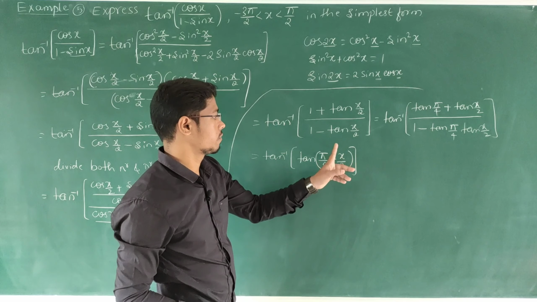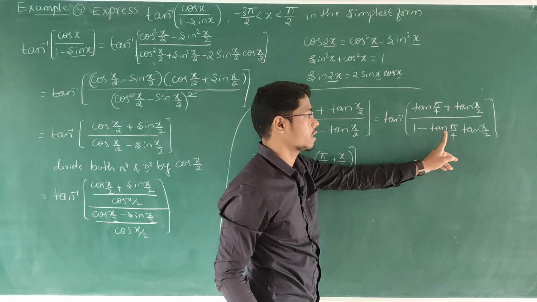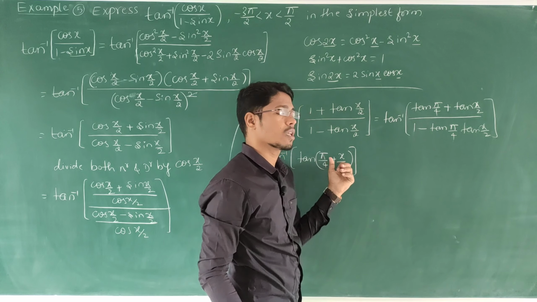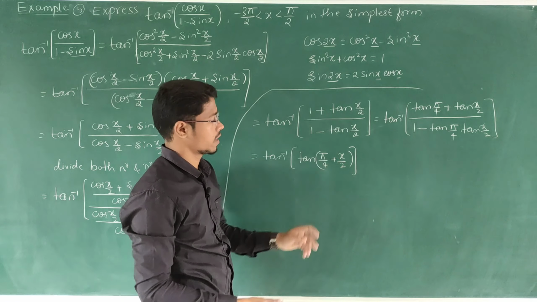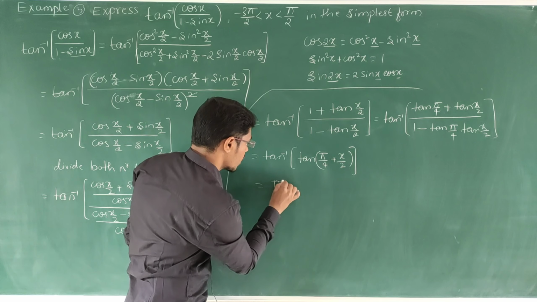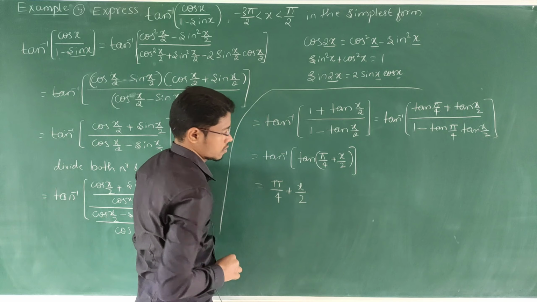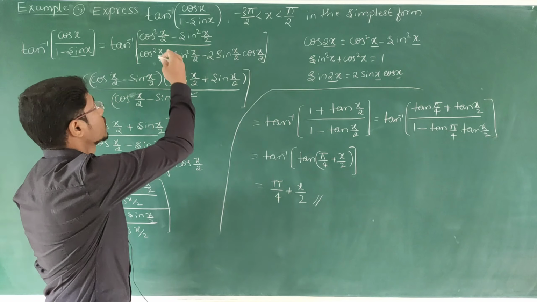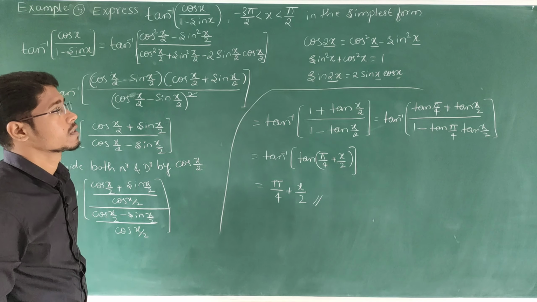So tan x plus tan y divided by 1 minus tan x into tan y is the formula for tan of x plus y, where x is pi by 4 and y is x by 2. Here tan inverse and tan cancel, remaining pi by 4 plus x by 2. So this is the simplest form of tan inverse of cos x divided by 1 minus sin x.